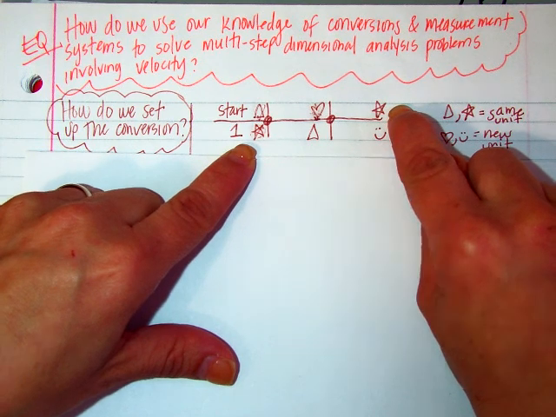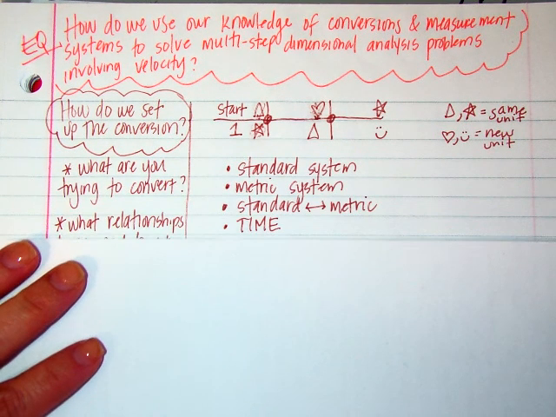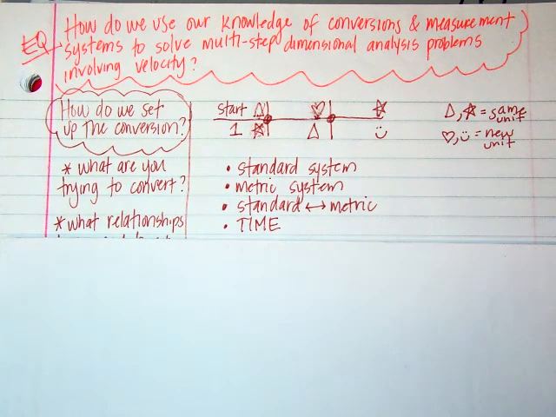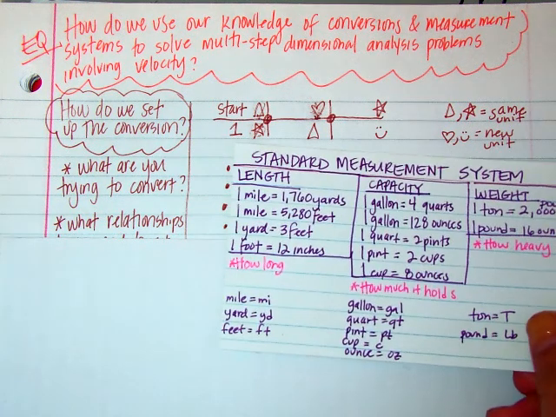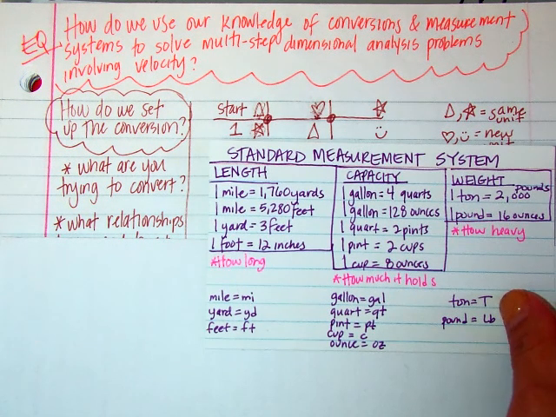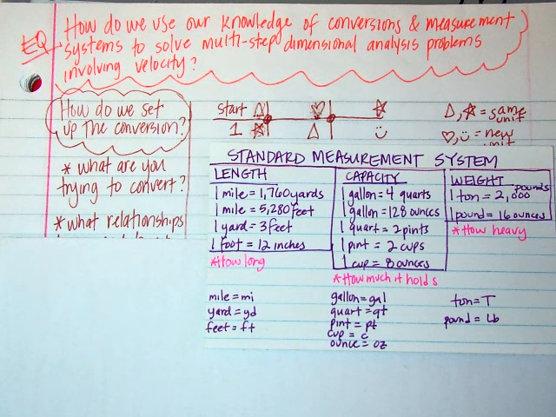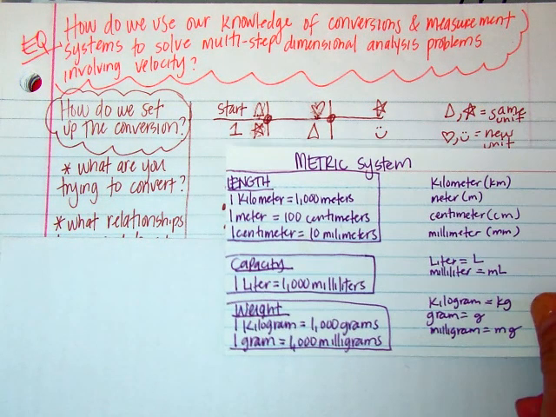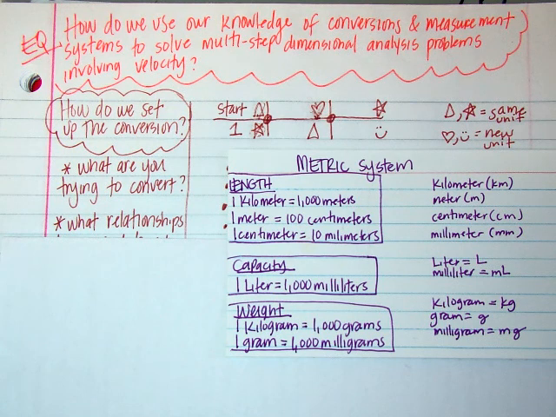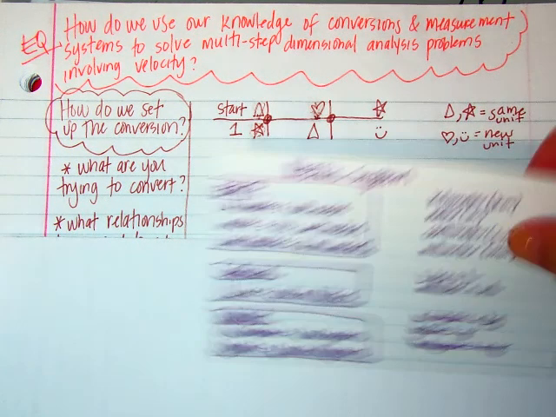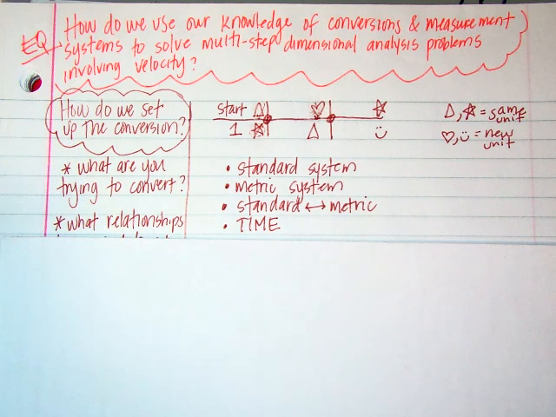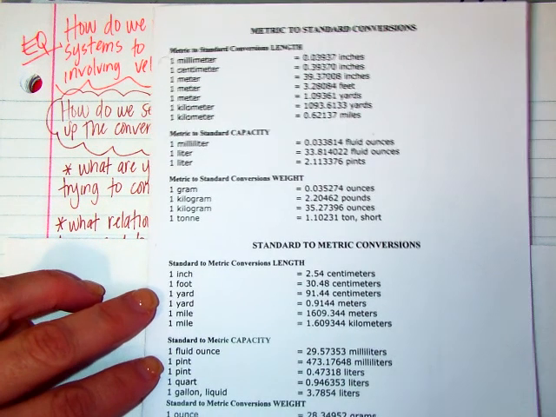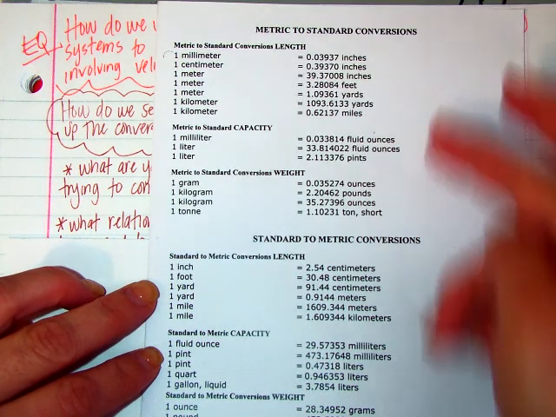Okay. So you need to go back to the standard measurement system. Again, if you need to pause this video at any time, please do that. Remember, the standard measurement system was what we had written down. You will also need the metric system. You will need your list of standard to metric and metric to standard. So this is one of the sheets that I showed in my last video.